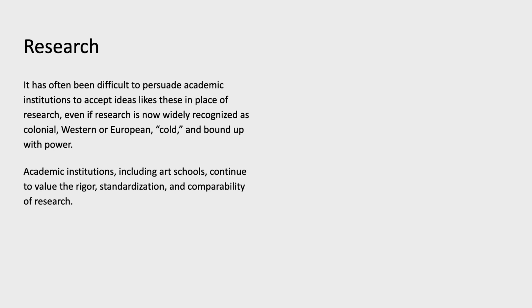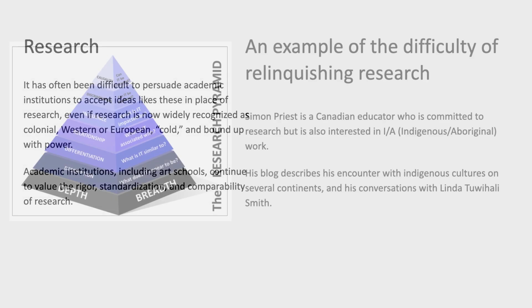It's often been difficult to persuade academic institutions to accept ideas like these in place of research, even if research is now widely recognized as colonial, Western European, cold, bound up with power, fundamentally scientific, inappropriate to the arts, and so on. And that's because academic institutions, mostly universities, but including art schools, academies, and art departments, they continue to value, or at least to need, the rigor and standardization and comparability that's offered by research, simply, or if only, because they need to be accredited and their departments need to be compared with other departments, and they need to have learning outcomes. All of the funding decisions in universities will depend on things like that. It's the entire framework that gives the structure to the institution itself, even if the content of it is increasingly at odds with those ideals.